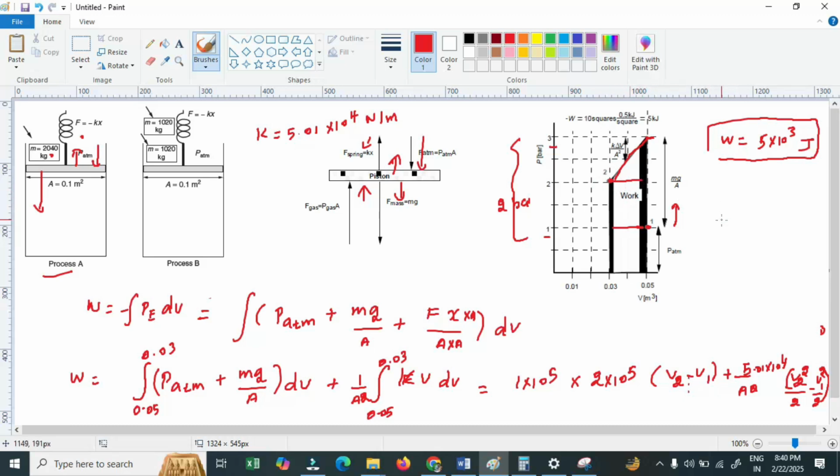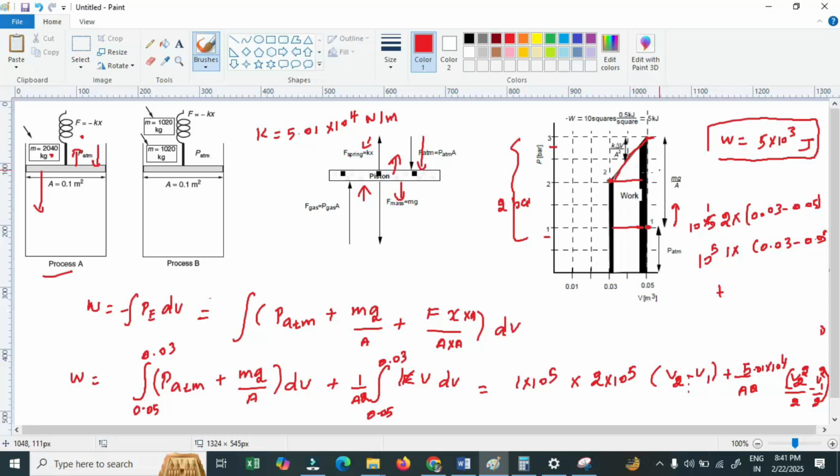And this area will be 2 into 0.03 minus 0.05, get same values. Okay, and 1 multiplied by 0.03 minus 0.5. Only thing is I am multiplied by 10 power 5, so I am converting bar into Pascal. Okay, and plus this of the value.